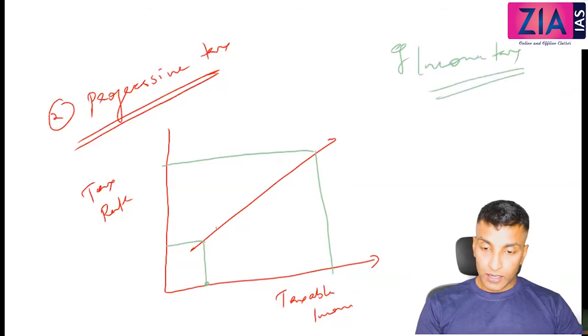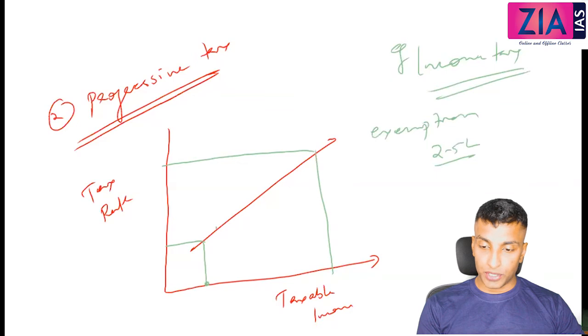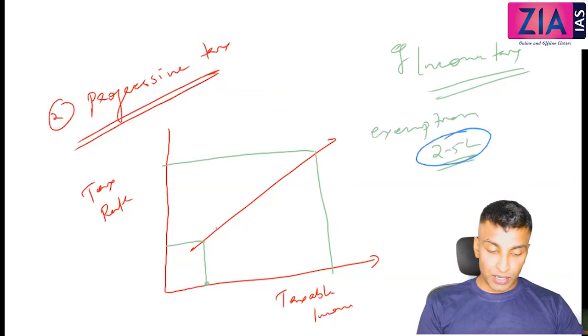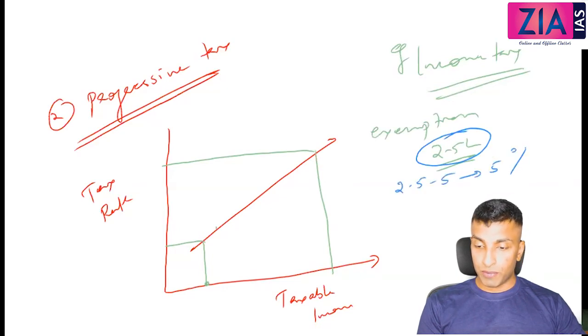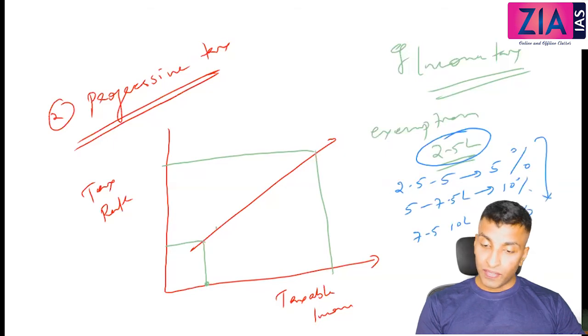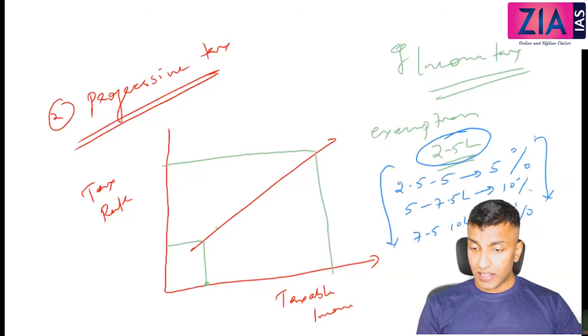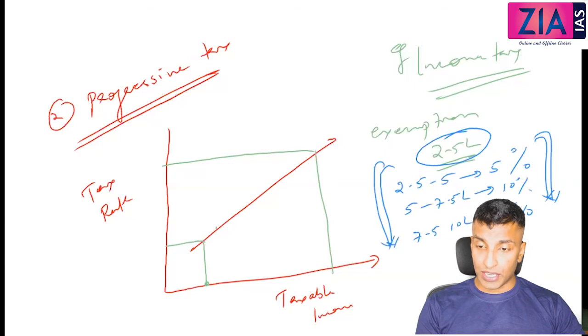Income tax. In case of income tax, just before I have told you, there is an exemption till what? Till 2.5 lakh, there is an exemption. There is no need of paying tax, right? Then what we have seen, 2.5 to 5 lakh, what percentage? 5%. 5 to 7.5 lakh, what percentage? 10%. Then 7.5 to 10 lakh, it is 15%. So what you can see here, the taxable income is increasing, the tax rate is also increasing. So the tax slab is changing. So this is what progressive tax is.